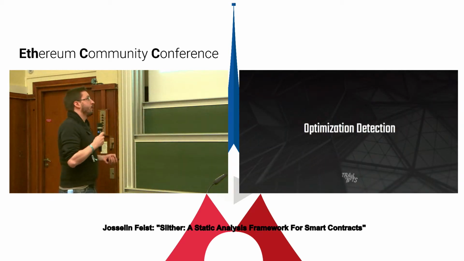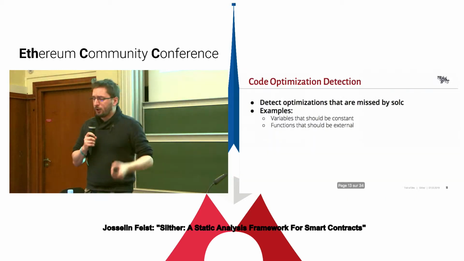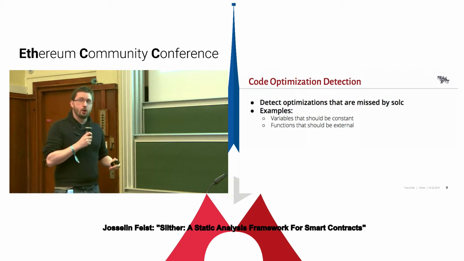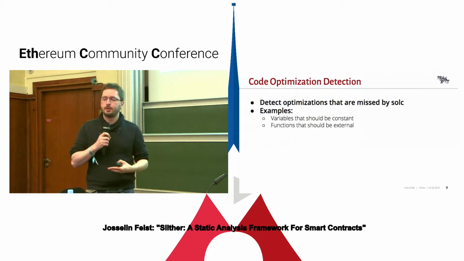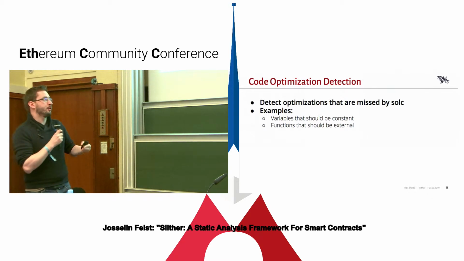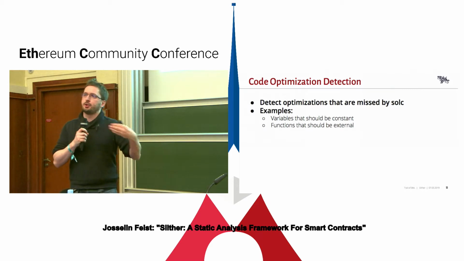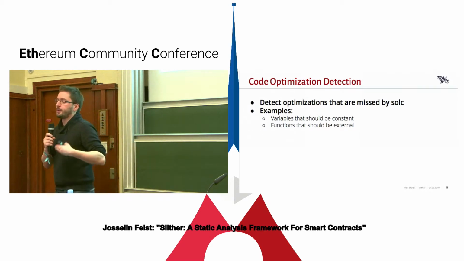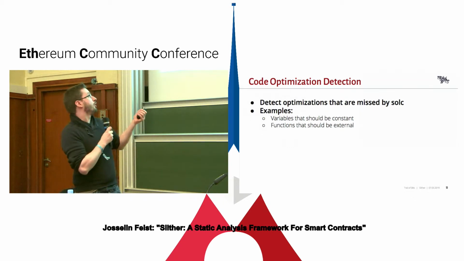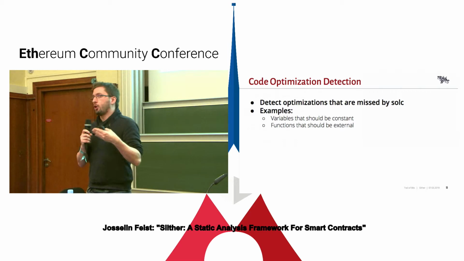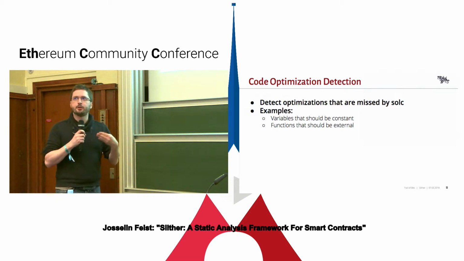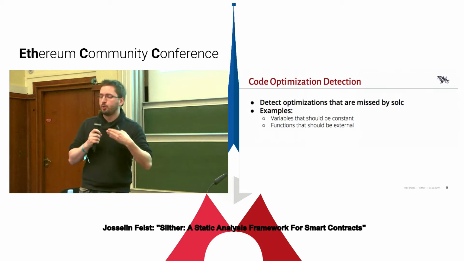In addition to finding vulnerabilities, Slither can also find optimizations that are missed by the compiler. Typically, if inside your code base you have one state variable that is never changed, it's always the same value, you can declare this variable as a constant. If you do so, the compiler will be able to do some optimization on this variable. Slither will help you detect this kind of optimization that is not directly done by the compiler. It's the same for functions that are public but never called internally in your contract. Slither will tell you that this function should be declared as external, so that the compiler will be able to do optimization on them.